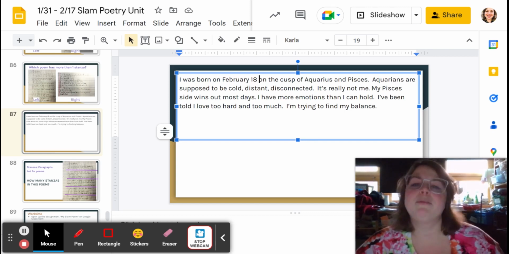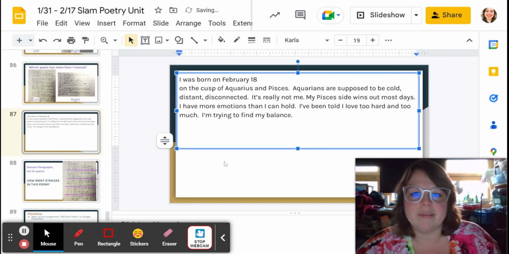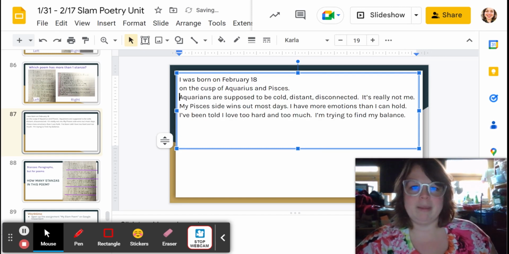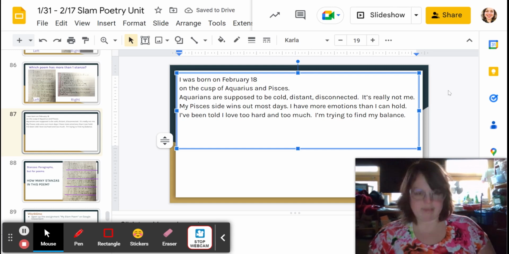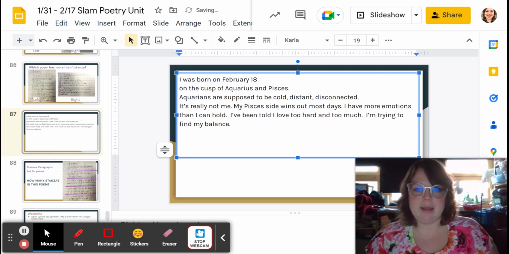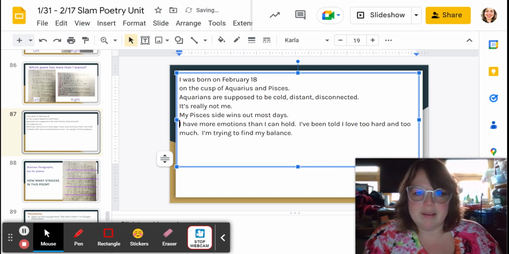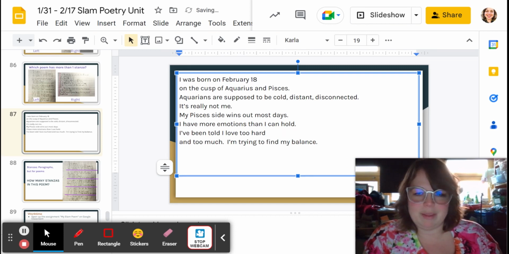So I was born on February 18th. Enter. On the cusp of Aquarius and Pisces. This is a new sentence. So I like to make new sentences, new lines. Aquarians are supposed to be cold, distant, disconnected. It's really not me. My Pisces side wins out most days. I have more emotions than I can hold. I've been told I love too hard and too much. Sometimes words like "and" are nice beginnings of sentences, or lines rather.